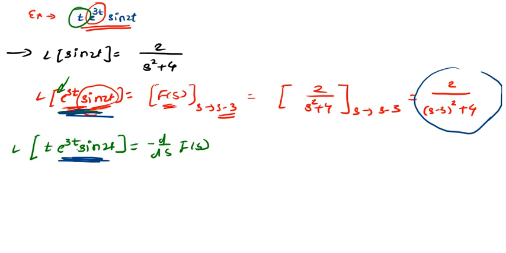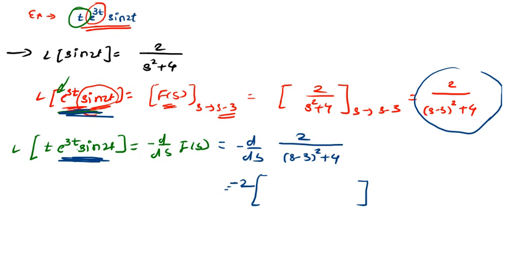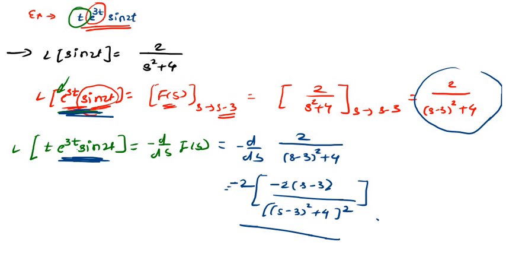So what will happen? This will be minus d by ds of f of s, that is 2 upon (s minus 3) square plus 4. Now take the derivative with respect to s. So this will be minus, the 2 is constant so it will stay outside, and the derivative of this term with respect to s will be minus 2 into (s minus 3) upon ((s minus 3) square plus 4) whole square, and that will be your final answer.